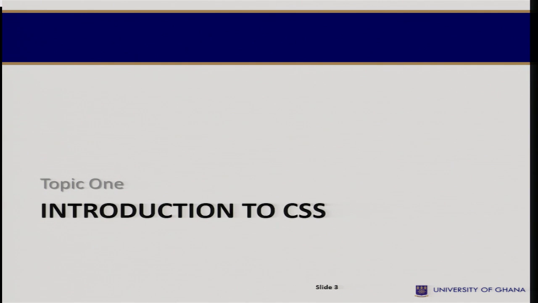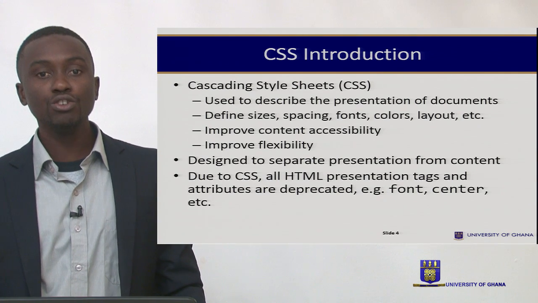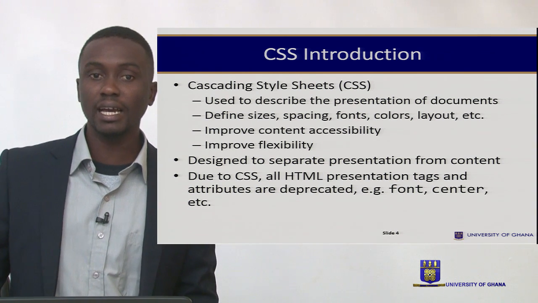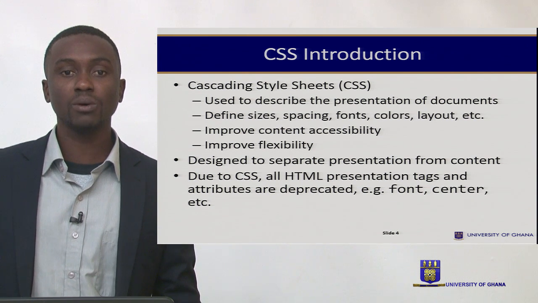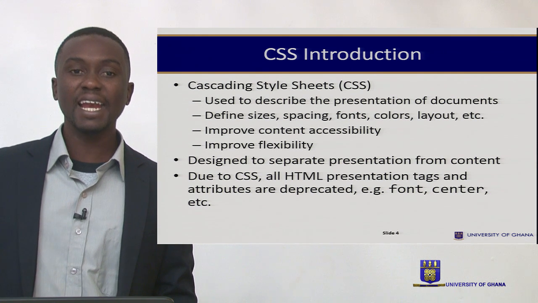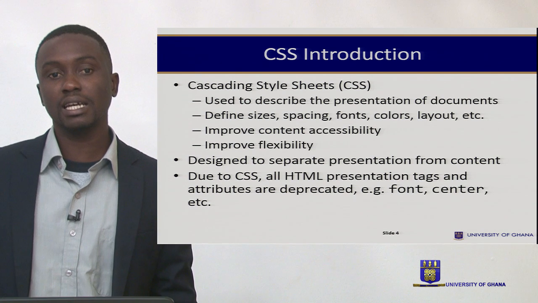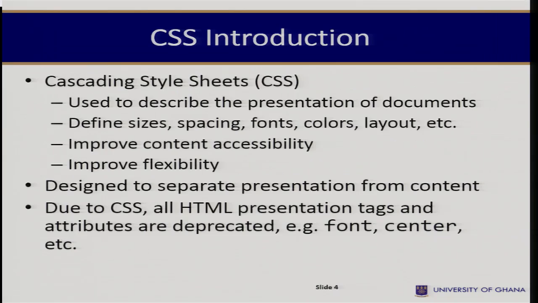So we start with an introduction to CSS. Cascading style sheets are used to describe the presentation of documents, for example defining layouts, sizes, colors, and what have you. HTML will deal with the content, and then CSS will help you design how it looks. So it helps improve content accessibility. It also helps us separate presentation from the content.